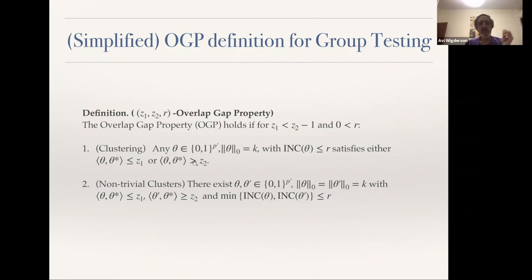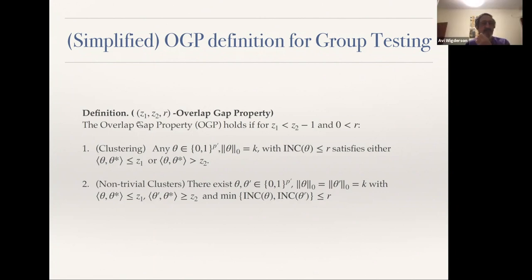Wait, is it normalized or not? So zeta 1 and zeta 2 are numbers between 0 and 1 or not? It's not normalized. These are integers. Oh, I see. So it's between 0 and k, and these are k-sparse vectors. Yeah. And the dot product between k-sparse vectors is basically the size of the intersection of the corresponding sets.